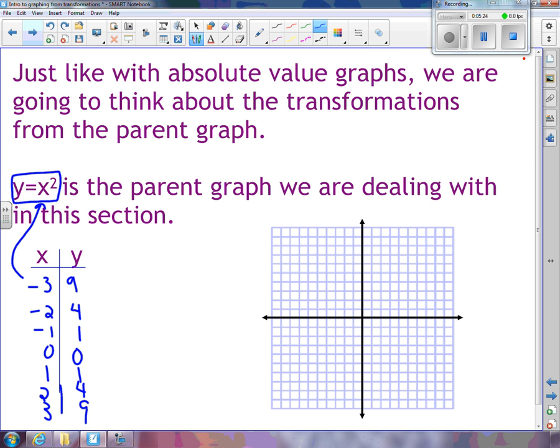So now all I'm going to do is plot these points. I have the point negative 3, 9, the point negative 2, 4, negative 1, 1, 0, 0, 1, 1, 2, 4, and 3, 9. Now if I connect these points, I get something that's called a parabola. So this graph, y equals x squared, takes the shape of a parabola. It kind of looks like a U.